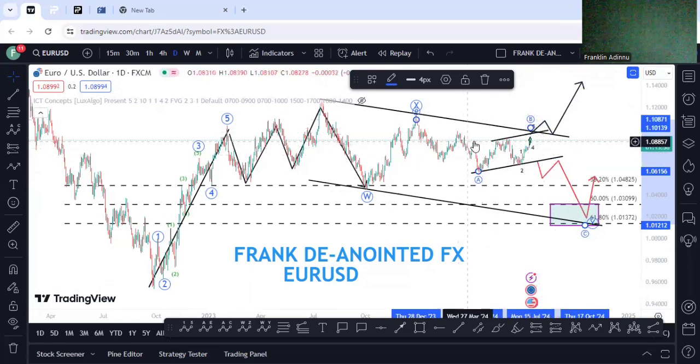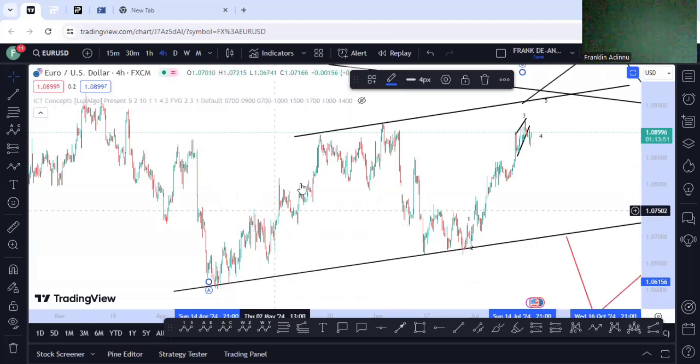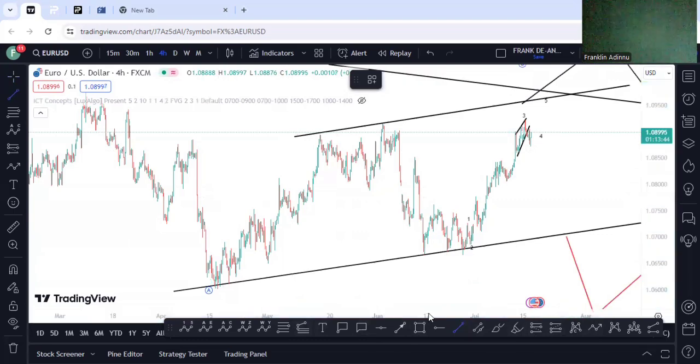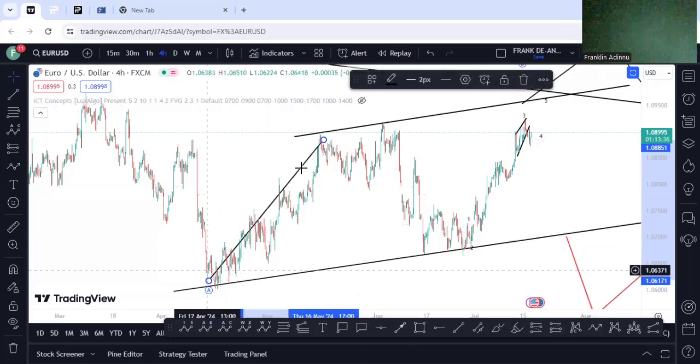So guys, what are we expecting? By looking at it in 4-hour time frame, you discover this movement is not an impulse movement. Look at it now. This movement here is not a typical impulse movement. You can see it. And that movement discourages me from thinking that this trade will continue to go up, because this is not a typical impulse movement.